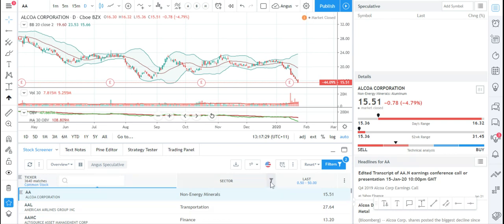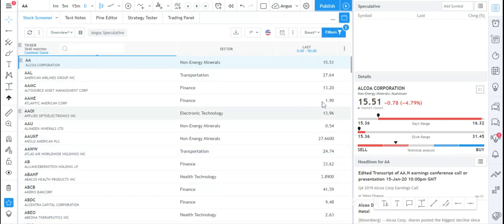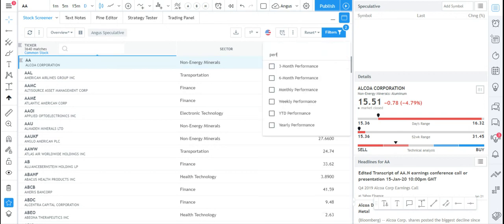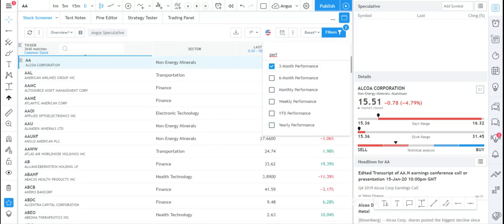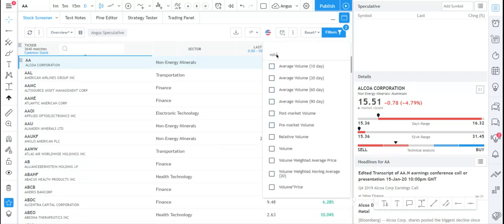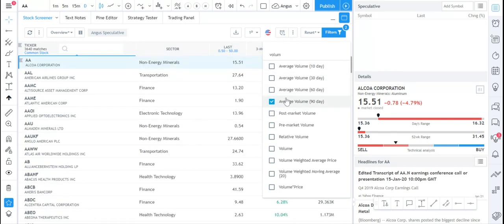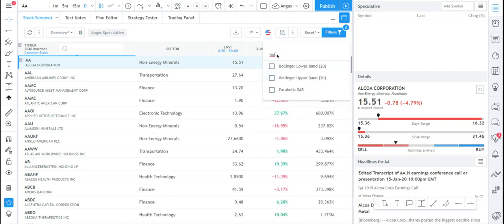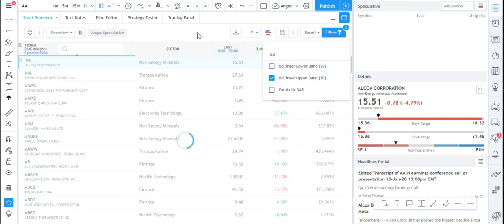For sector, I'm going to make this bigger while I put in the rest of my filters. So I've got sector, I've got last price. I'm going to put in 3-month performance. So I'll tick 3-month performance. I also want the average volume, because again, everything's driven by volume. So I'm going to put in a 90-day average volume. And the most important one I'm going to put in is Bollinger. I'm going to put in this Bollinger upper band 20. So I'm going to tick this one here.